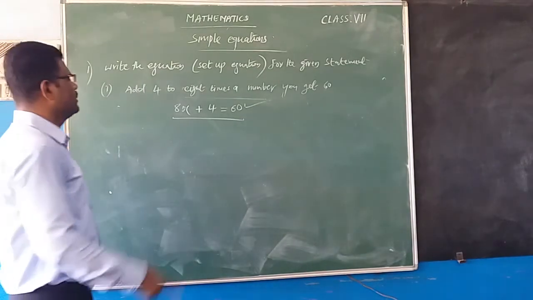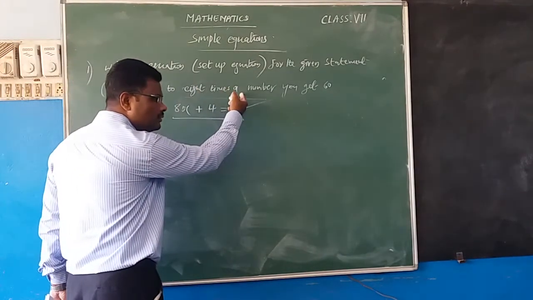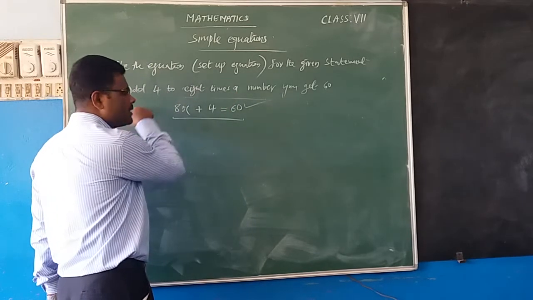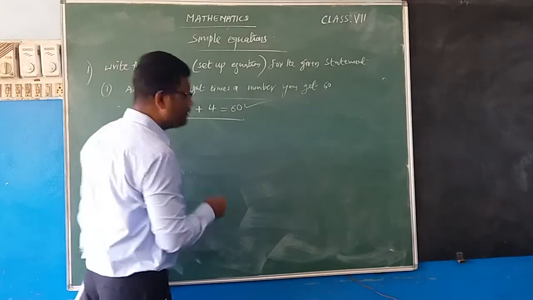Follow the steps. So let x be the number. 8 times the number is 8x. The required equation is 8x plus 4 is equal to 60.